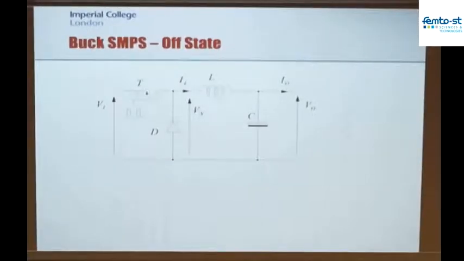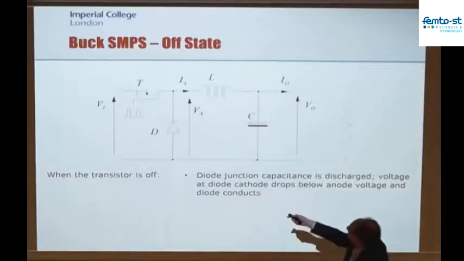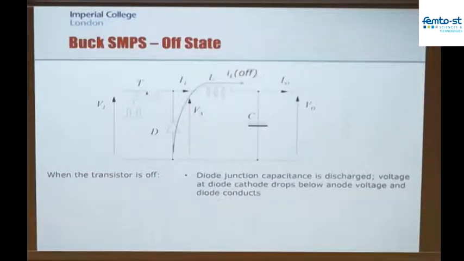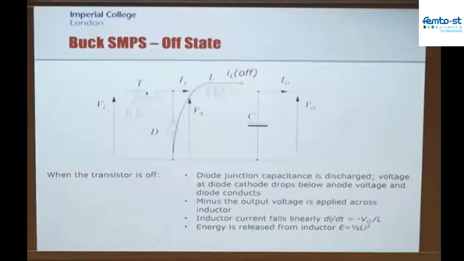If we look at it in a bit more detail, because we can analyze this a bit more carefully, when the transistor is off, then the diode junction capacitance is going to be discharged. Voltage at this point here, Vx, is going to fall because current is flowing through this inductor, has to keep flowing because you can't instantly change the current in the inductor. So current now has to flow around this path instead during the off state. And of course, that means then that the inductor current is going to fall because now current is flowing from left to right, but this voltage on the left is now smaller than the voltage on the right, so the inductor current will fall.